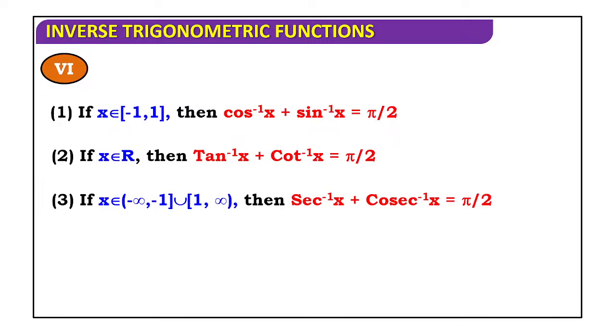Take it down. Cos inverse x plus sin inverse x is equal to pi by 2. Tan inverse x plus cot inverse x is equal to pi by 2. Secant inverse x plus cosecant inverse x is equal to pi by 2.